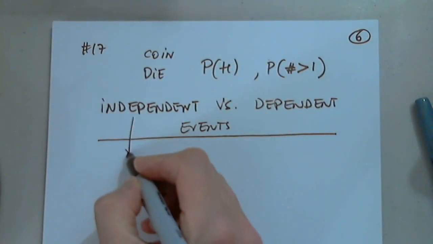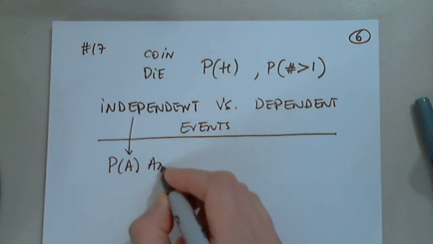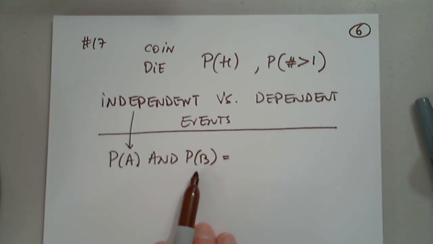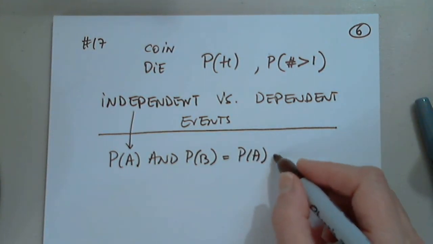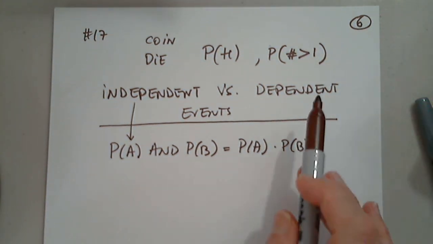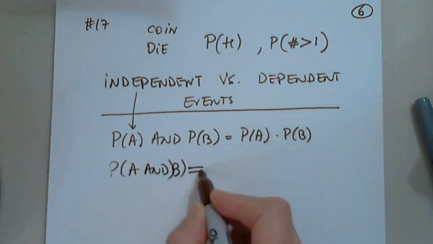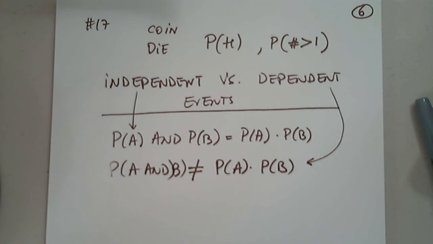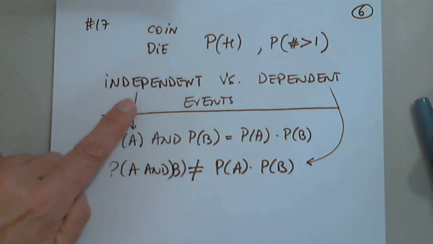So for the independent, the probability of A does not affect the probability of B, and the probability of B does not affect the probability of A. So the probability of A and B is basically the probability of A times the probability of B. For a dependent event, the probability of A and B does not equal the probability of A times the probability of B because they are dependent. So flipping a coin and rolling a die, they're completely independent.